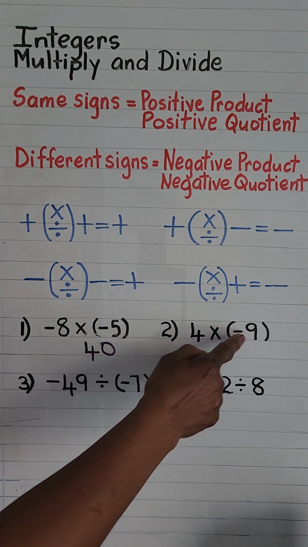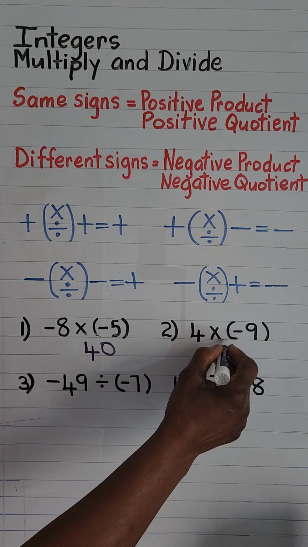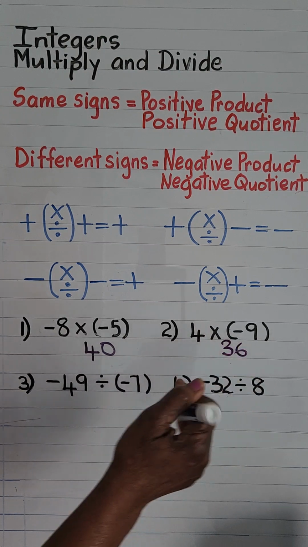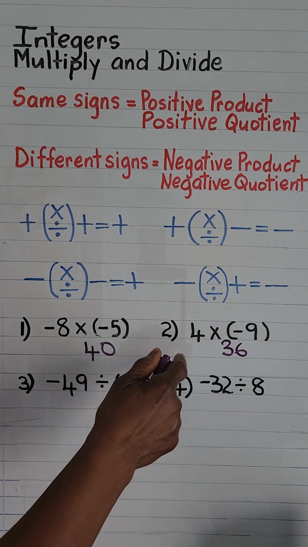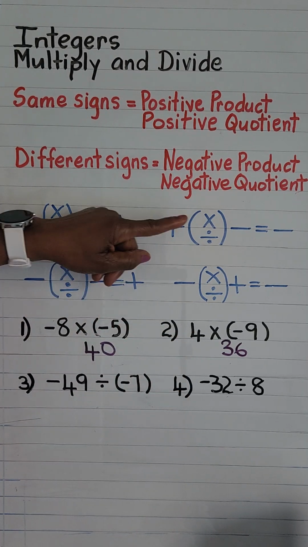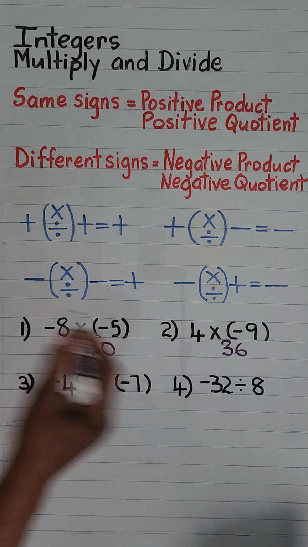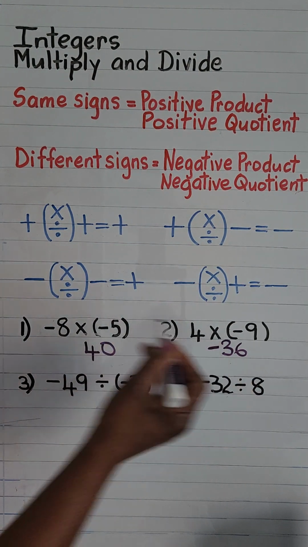4 times negative 9. 4 times 9, 36. Positive times negative is equal to negative. So this is a negative 36.